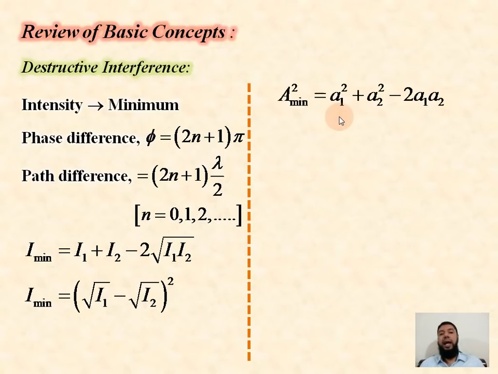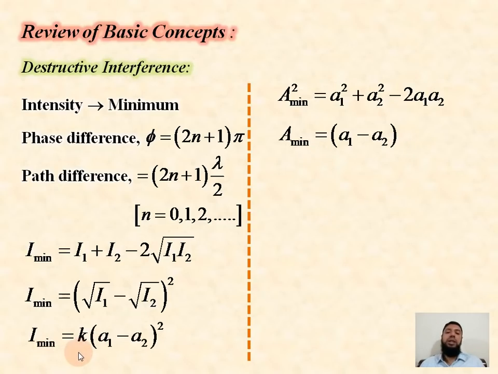Then the resultant amplitude will also be a1 square plus a2 square minus 2a1 a2, as cos phi is negative, so minus 1 has come. Then it is in the form of (a minus b) whole square, and when the squares are cancelled on both sides, the resultant minimum amplitude will be a1 minus a2. Then the minimum intensity can also be expressed as k into (a1 minus a2) whole square.